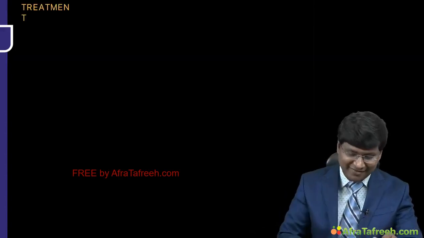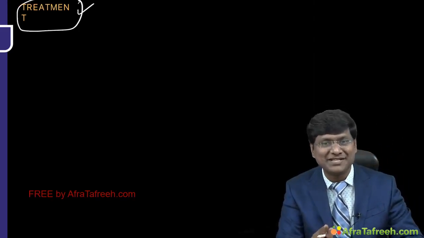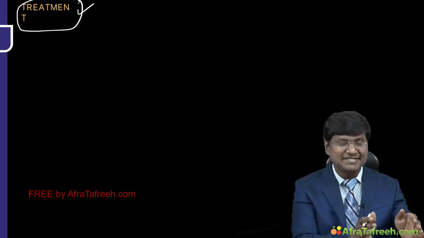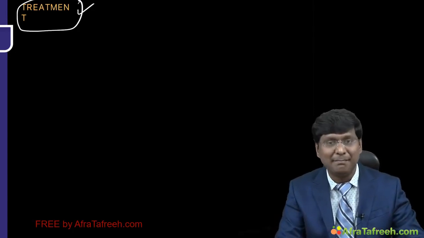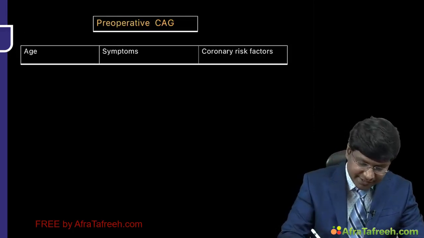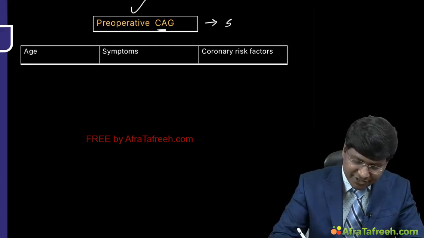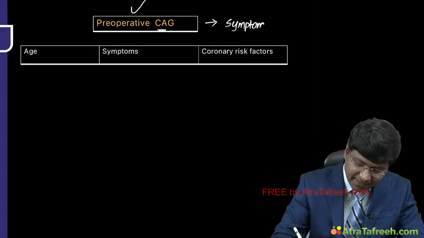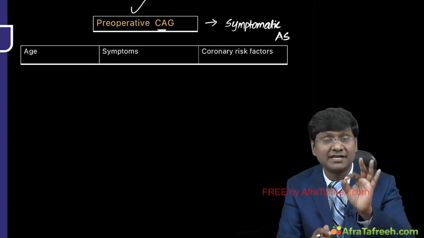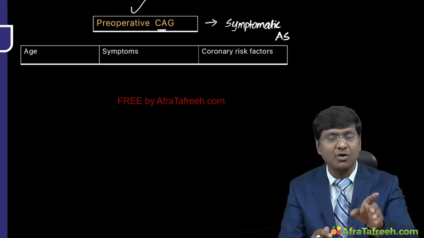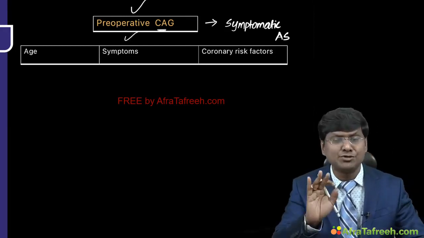Now, followed by that, a very important part of the discussion will be the treatment. So if you see the treatment of aortic stenosis, asymptomatic patients, how do you treat? Symptomatic patients, how do you treat? But before that, very important is the preoperative coronary angiogram. In patients with symptomatic aortic stenosis, whenever you are planning for surgery, either surgical aortic valve replacement or transcatheter aortic valve implantation, definitely preoperative coronary angiogram should be done.